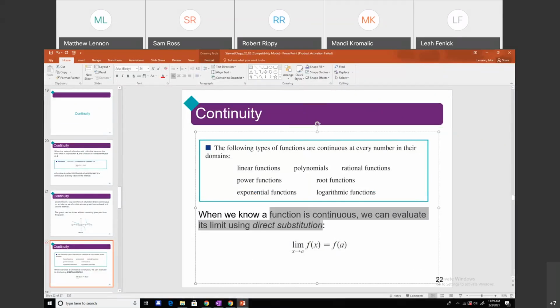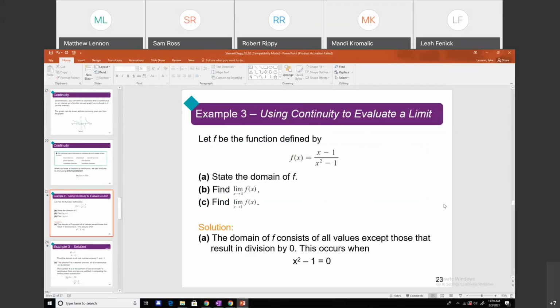Anyhow, so yeah, this is what they're saying. With continuous functions, we can evaluate by doing direct substitution, which basically means you can just plug in your numbers to replace x. So pretty straightforward.